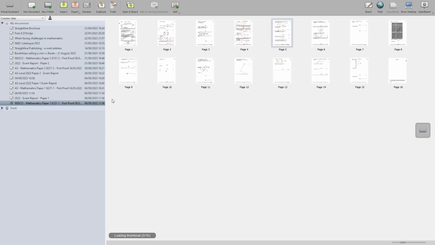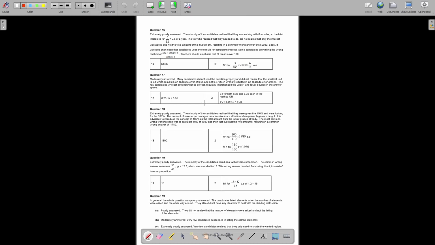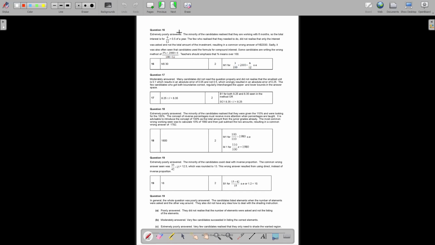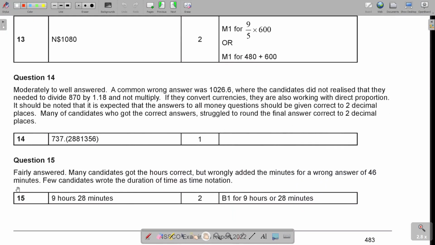But time is sometimes difficult for people. So let's just go there and see number 15. There it is. So, fairly answered. Many candidates got the hours correct but wrongly added the minutes for a wrong answer of 46 minutes. Few candidates wrote the duration of time as time notation. So, 9 hours, 28 minutes. But they helped you. They wrote the units for you down. Then the next one.